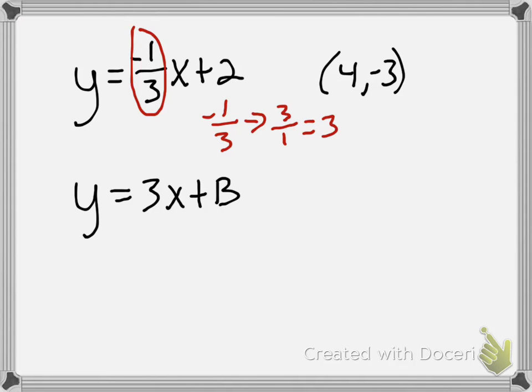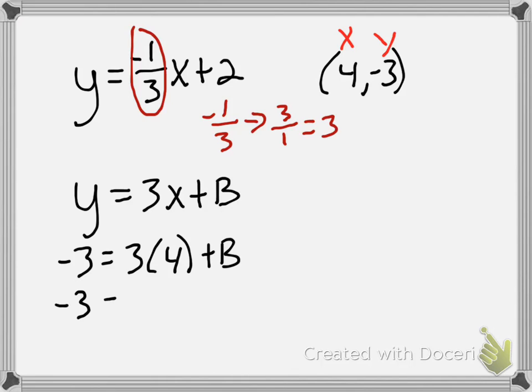So we have a perpendicular slope now. This is where our x and y come into play. Again, we're going to plug in, in this case, 4 for x and -3 for y. So I get -3 equals 3 times 4 plus b. Now I just have to simplify. So 3 times 4 gives me 12. Now in order to solve for b, I have to subtract 12 from both sides.